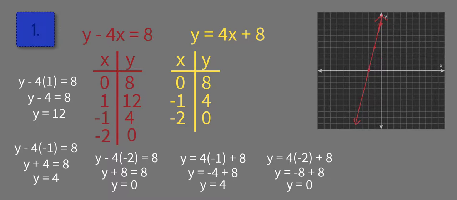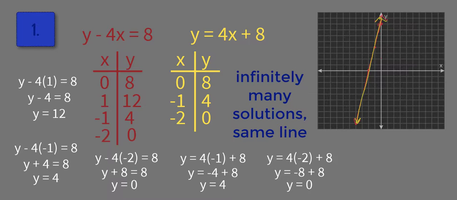Well, wait a minute, we have the same three points that we had to begin with, so what that tells us is these equations represent the same line. So we have infinitely many solutions.